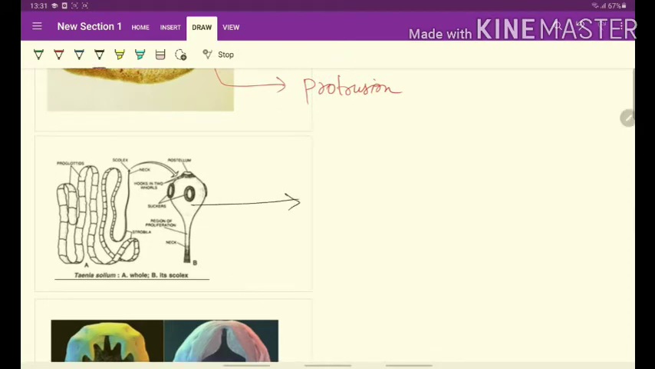This is an image of Taenia solium, that is the pork tapeworm. The parts of Taenia solium: it has a head, that is scolex, and then the neck, followed by the strobila, which has many proglottids.